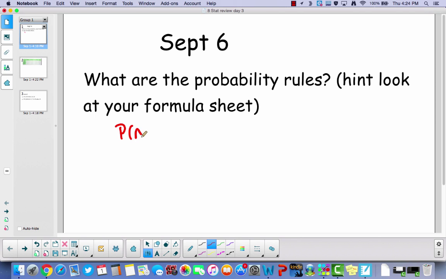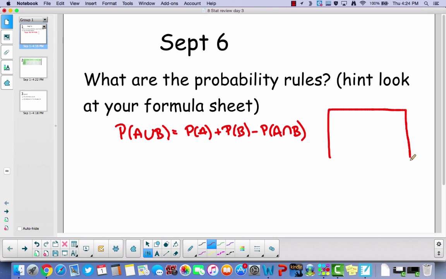The probability of A union B equals the probability of A plus the probability of B minus any overlap or the intersection of A intersect B. If you think about your Venn diagram, here's A, here's B. If I add these two together, I've counted this piece twice, so I have to subtract off that intersection there.